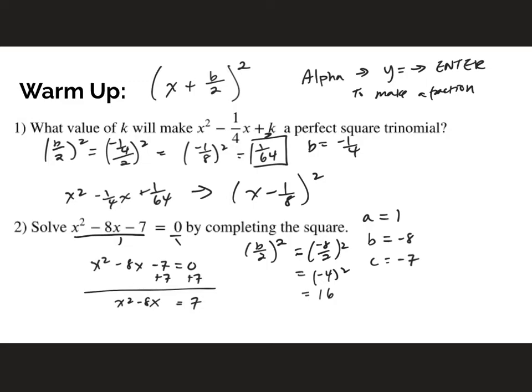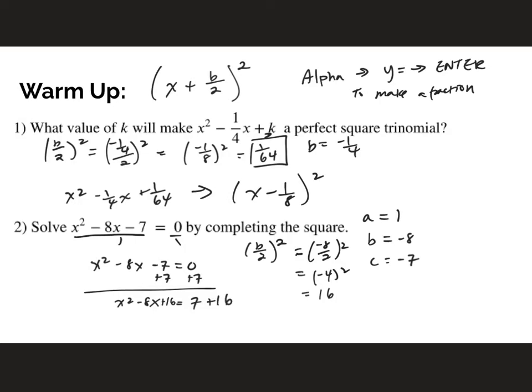So now that I've found my value to complete the square, I'm going to add it on my left-hand side of the equation. But remember, we're dealing with an equation, so whatever we add on one side of our equation, we have to add to the other to keep it balanced. So I'm going to add 16 here and add 16 here.